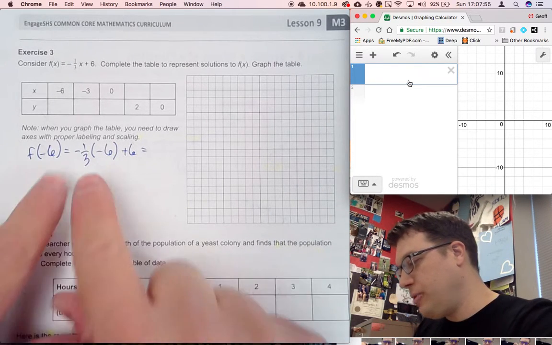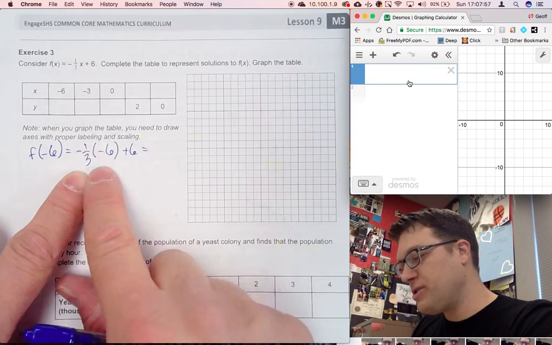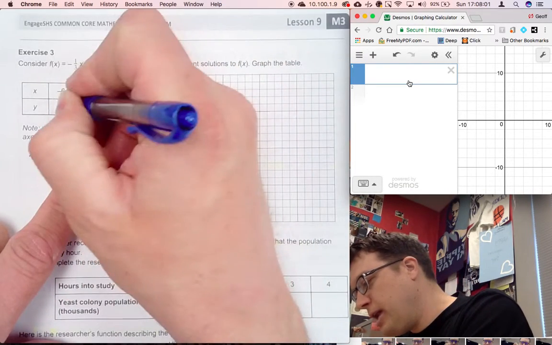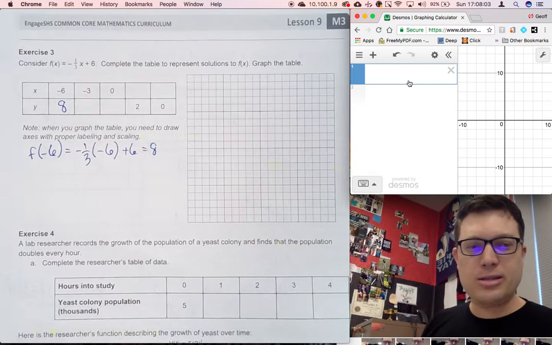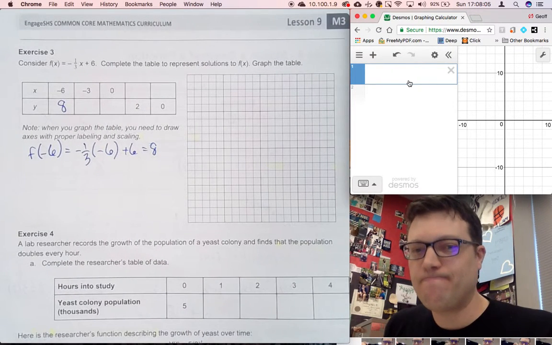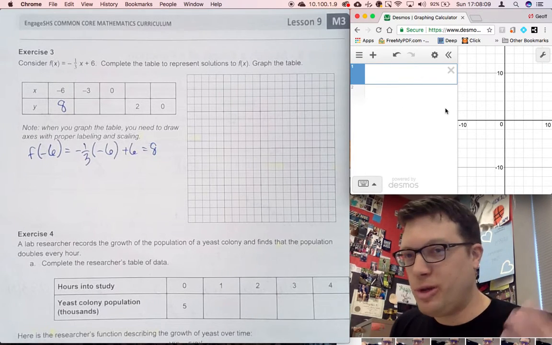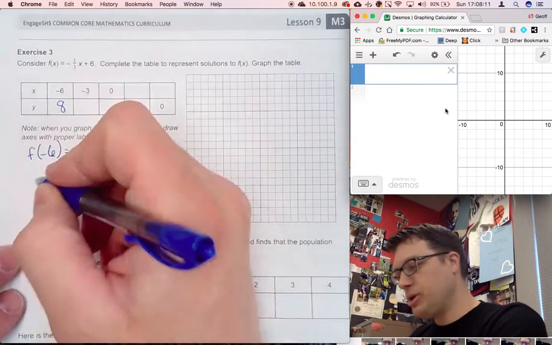In my head, I would do the negatives. That makes it positive. 1/3 of 6 is 2. 2 plus 6 is 8. So I'm going to put in 8 right there. That is the concept of doing it by hand. I'll do one more, and then I'm going to use Desmos because, come on, we have technology. So the next one over.